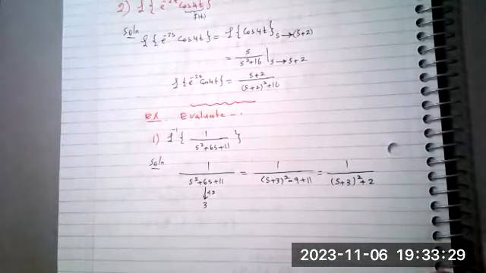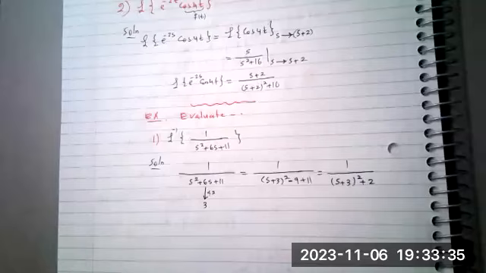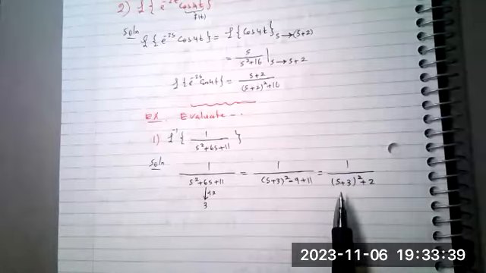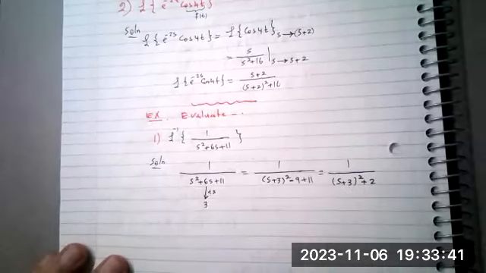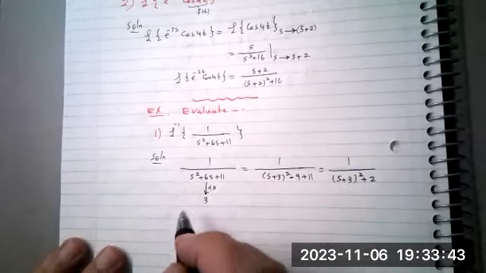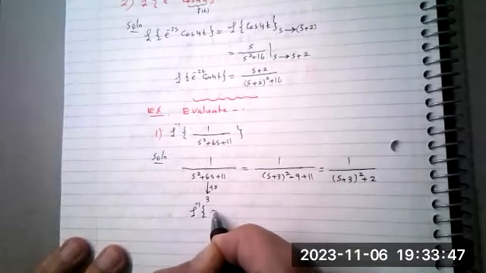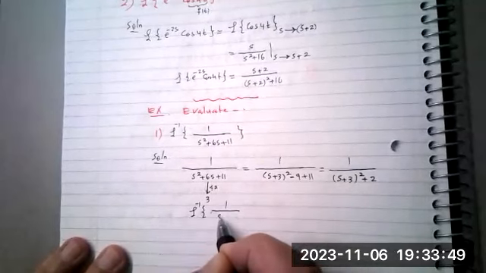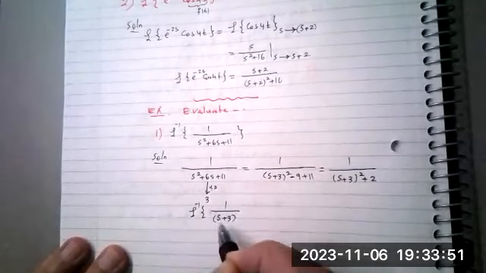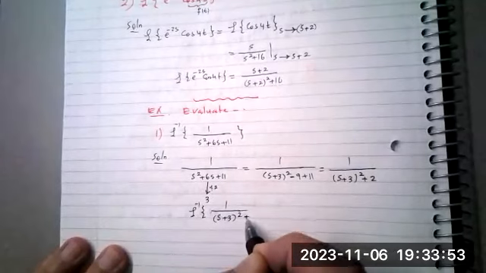If you can find the Laplace inverse of this one, which is the sine, then when you find it, you have to multiply by what? Multiply by the shifting that you have, the e part. So this is it. We go on, we find the Laplace inverse of this one first. So you end up with 1 over (s plus 3) squared plus 2.